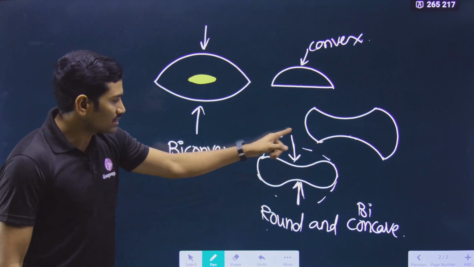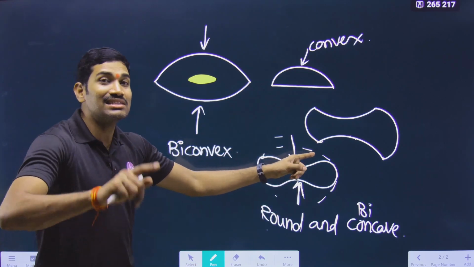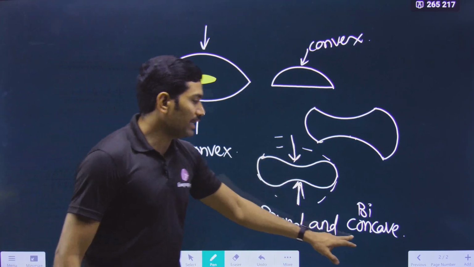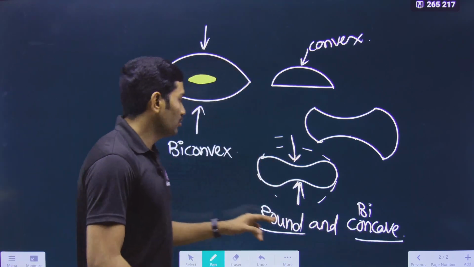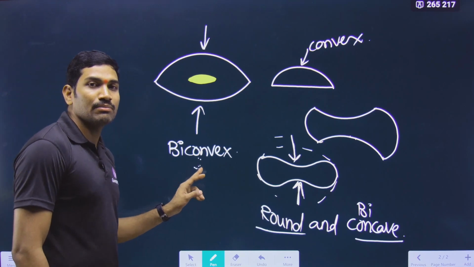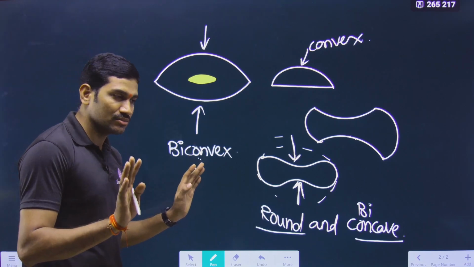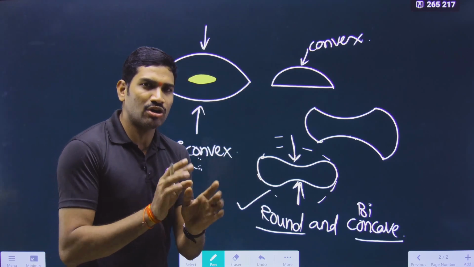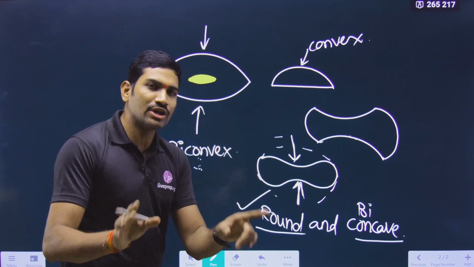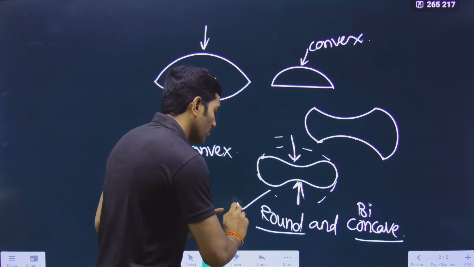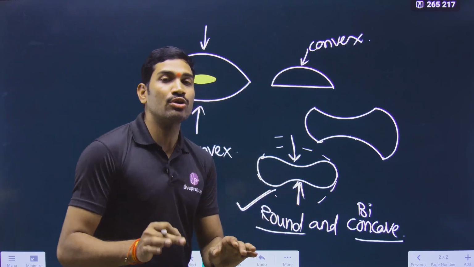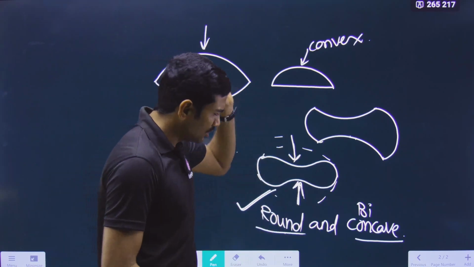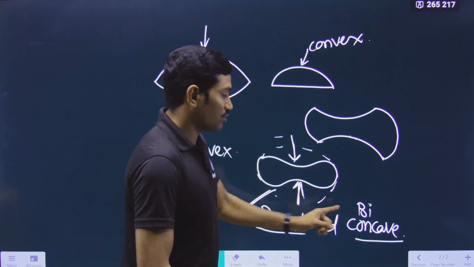Understood or not? So that's why mature human RBC, since it does not have the nucleus, has a round and biconcave shape. For a nucleated cell, if they are asking, it will be biconvex. Please understand this. With respect to humans, whenever we are talking, we are not talking about immature cells. Always we are talking about mature cells. So you need to go for round and biconcave for human RBC.